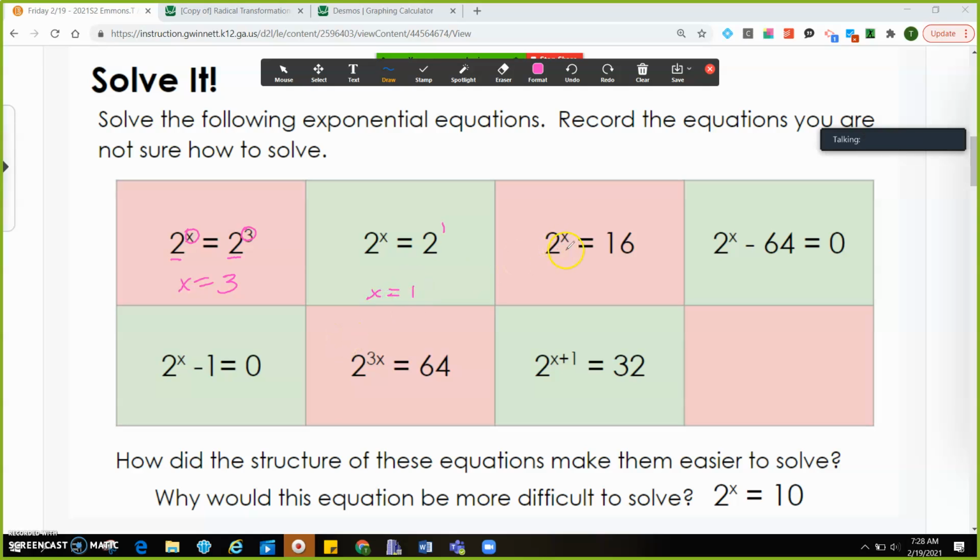Over here, we've got 2 to the first power on this side, so x is going to equal 1. Okay? We've got 2 to the x right here equals 16. Well, this is a little bit trickier. What power do I need to raise 2 to get to 16?